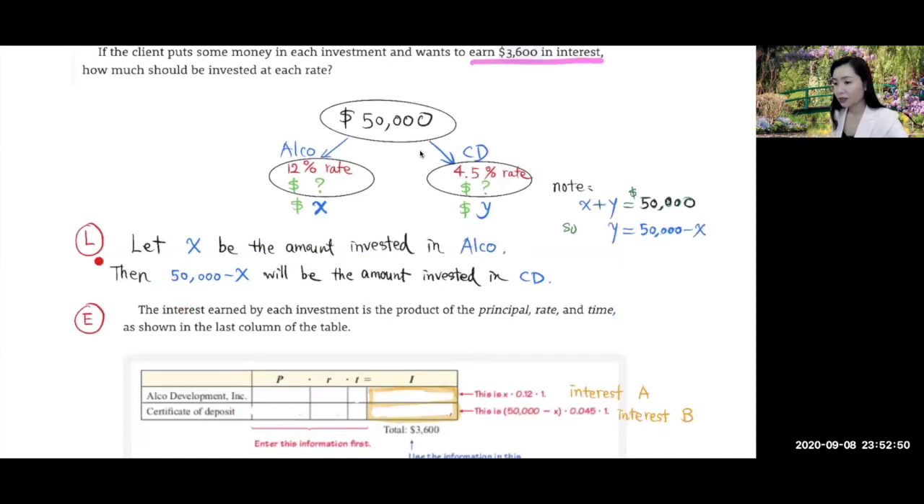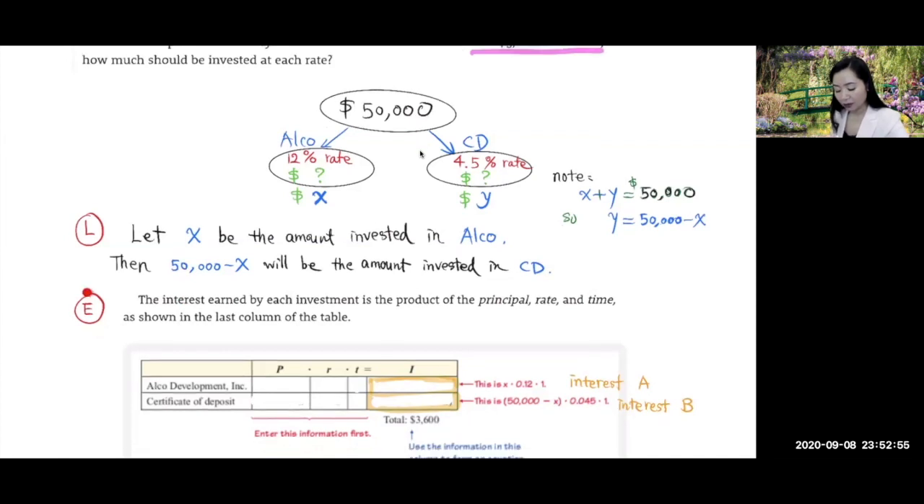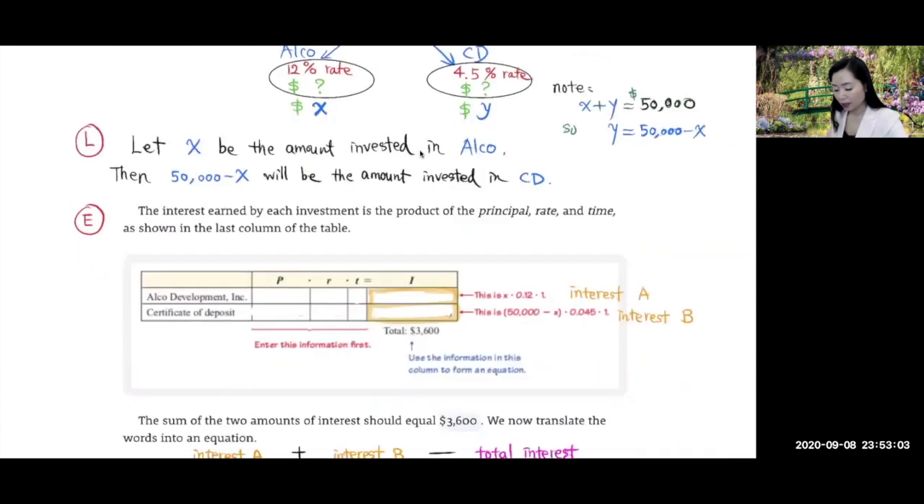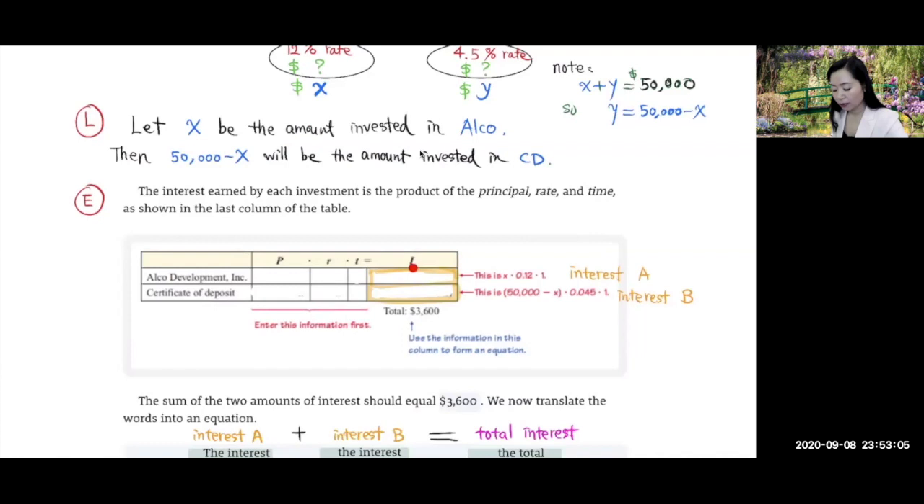Now, declaring the variable here is worth 1 point. If you have done this, you already receive 1 point for this problem. The second step is the equation. Now we try to get the equation. For investment problems, remember the formula: simple interest equals principal times rate times time. So we can make a table like this. We have the formula, principal times rate times time gives you the simple interest, I.